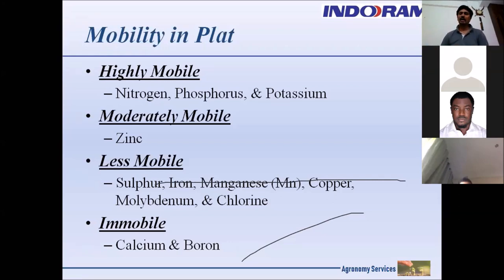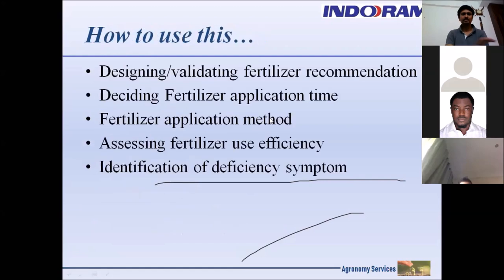Again, for moderately mobile nutrients, the deficiency symptom can happen anywhere. Less mobile, again, somewhere on new and older leaves. Then immobile. As compared to soil, where the phosphatic fertilizers were the laziest, these are the laziest inside the plant body. The moment the root absorbs them, they will settle down near the root or maybe just a little above, in the lower canopy. So most of the deficiency symptoms appear on the apical part of the plant.